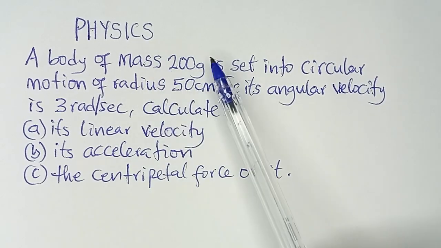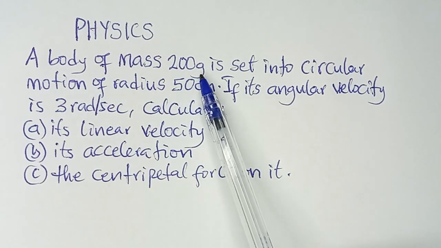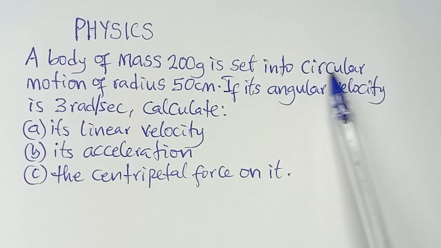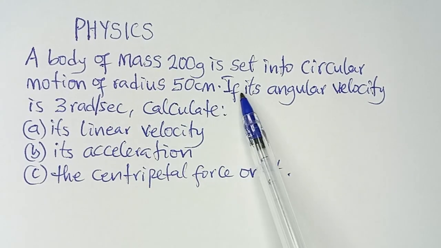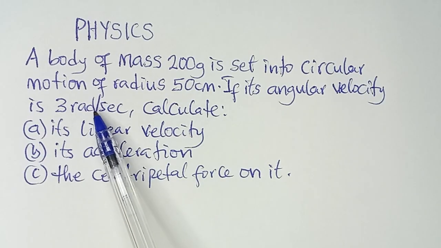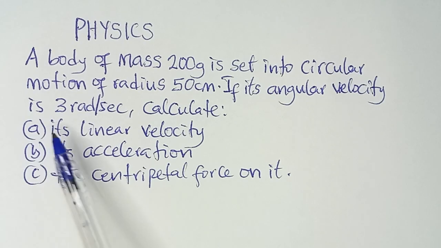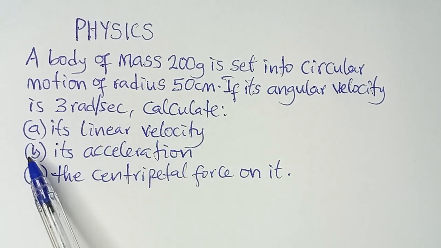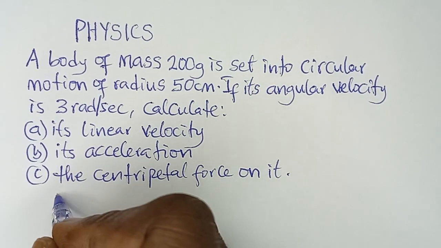Now I have a question here on physics. It says that a body of mass 200 gram is set into circular motion of radius 50 centimeter. If its angular velocity is 3 radians per second, we should calculate A, its linear velocity, B, its acceleration, and C, the centripetal force on it. Now let's take down the solution.